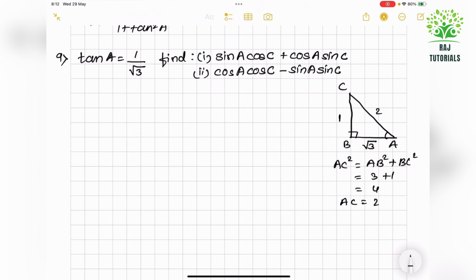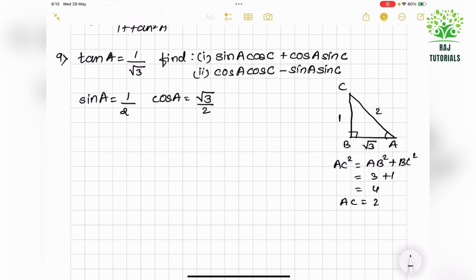Now next I am given tan A equal to 1 by root 3. Find sin A cos C plus cos A sin C and cos C minus sin A sin C. So here I am given tan A equal to 1 by root 3. So putting the values in the triangle, I got AC equal to 2. Now I can say sin A will be opposite, so opposite is 1 by hypotenuse 2. Cos A is root 3 by 2.